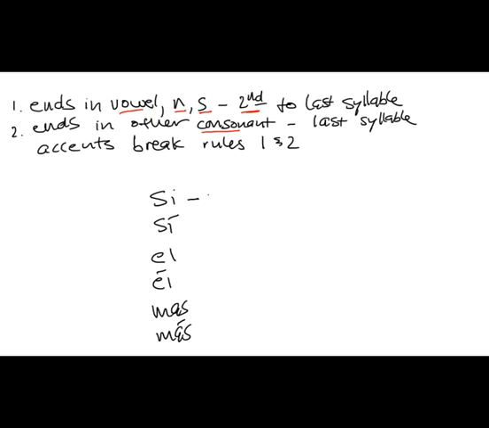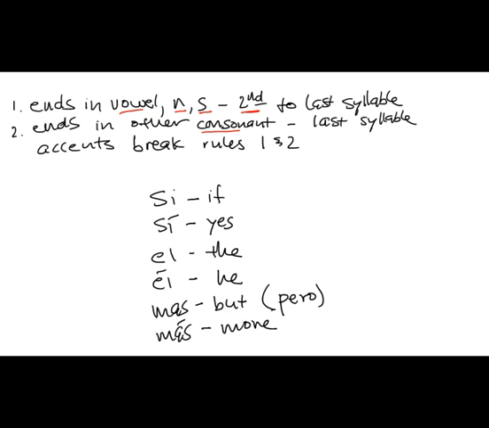Si without an accent means if. Sí with an accent means yes. El without an accent means the, masculine definite article. Él with an accent means he. Mas without an accent means but. More commonly, pero, but you can use mas for but. And finally, más with an accent means more. Okay.